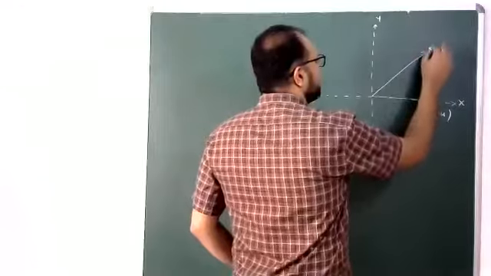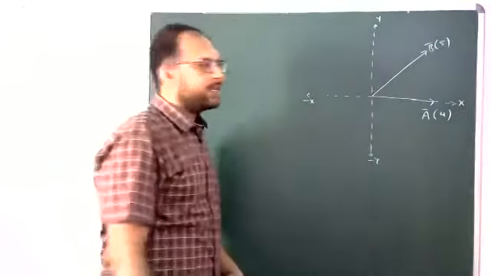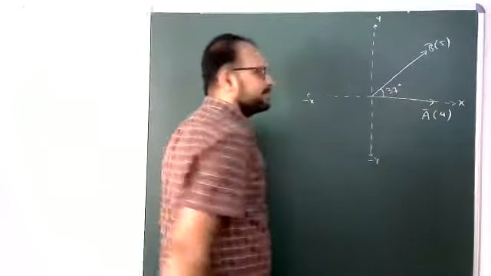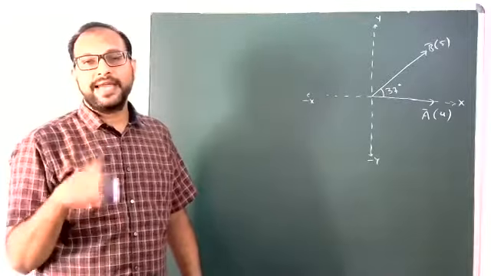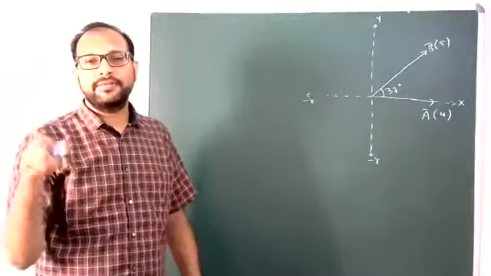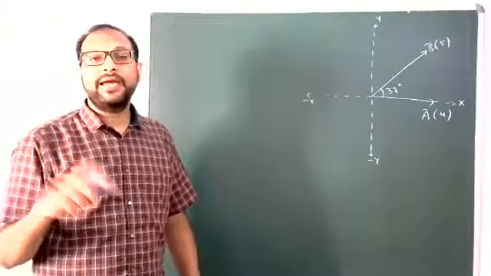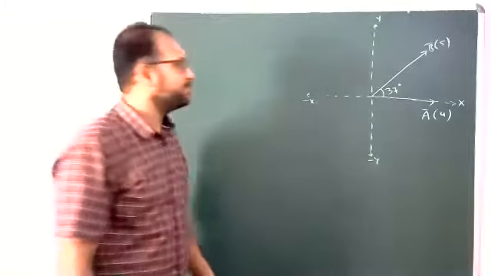Now B bar, magnitude 5. This angle is 37 degrees, because we know cos 37 and also sin 37. Sin 37 is 3 by 5, cos 37 is 4 by 5, tan 37 is 3 by 4. So that's why I have taken 37.